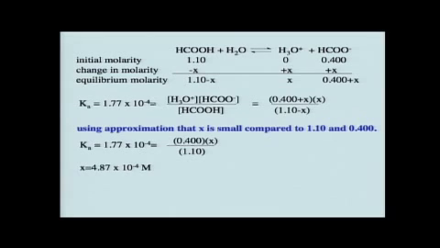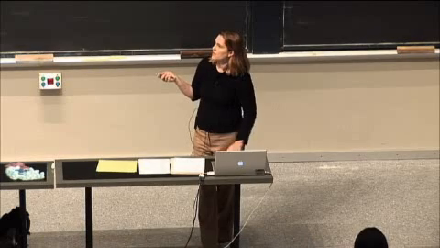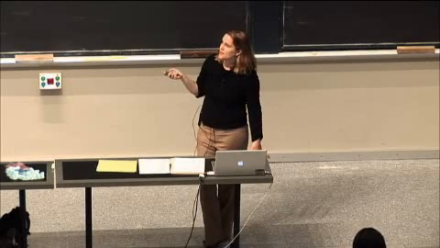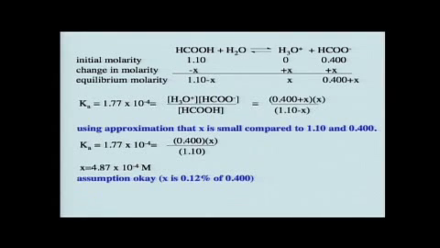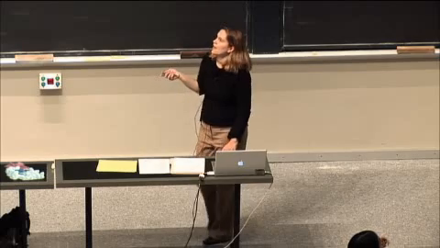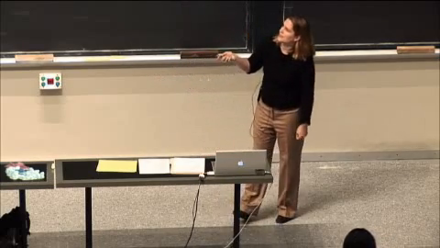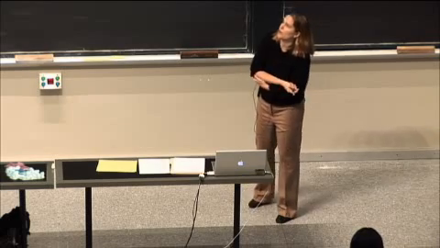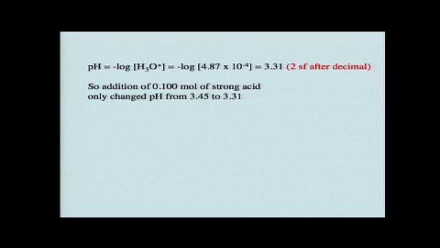X turns out to be 4.87 times 10 to the minus 4 molar. So again, it's a small number, and it turns out to be less than 1% of 0.4. If it's less than 5% of the smaller number, you don't have to worry about the bigger number. And so your assumption is okay. You don't need to use the quadratic equation. And so then we can calculate at the end that the pH is now 3.31. Again, two significant figures after the decimal place because of the volume.